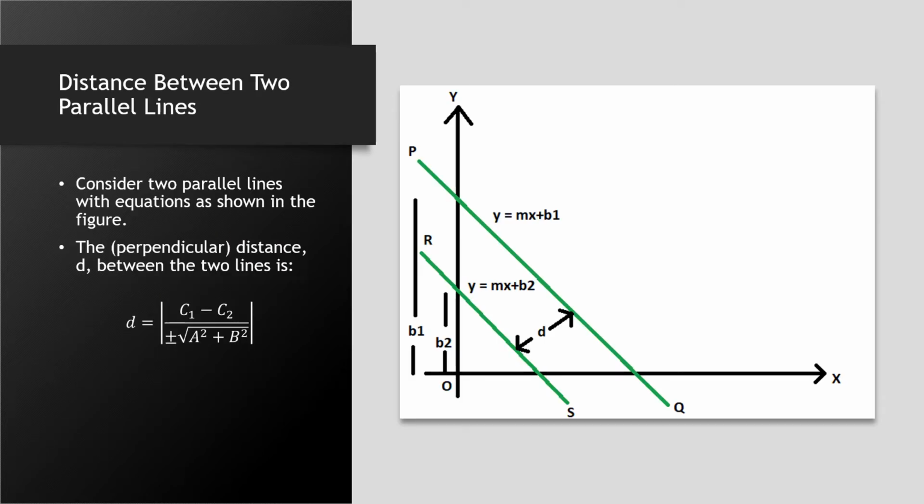So the distance between two lines: consider two parallel lines with equations as shown in the figure. This is line 1 and line 2, and we want to know the distance. The distance here is the absolute value of the difference between the constants, all over positive or negative square root of a squared plus b squared. First you have to convert the equations into the form ax plus by plus c, then you get the difference between the two constants, c, all over the square root of a squared plus b squared.